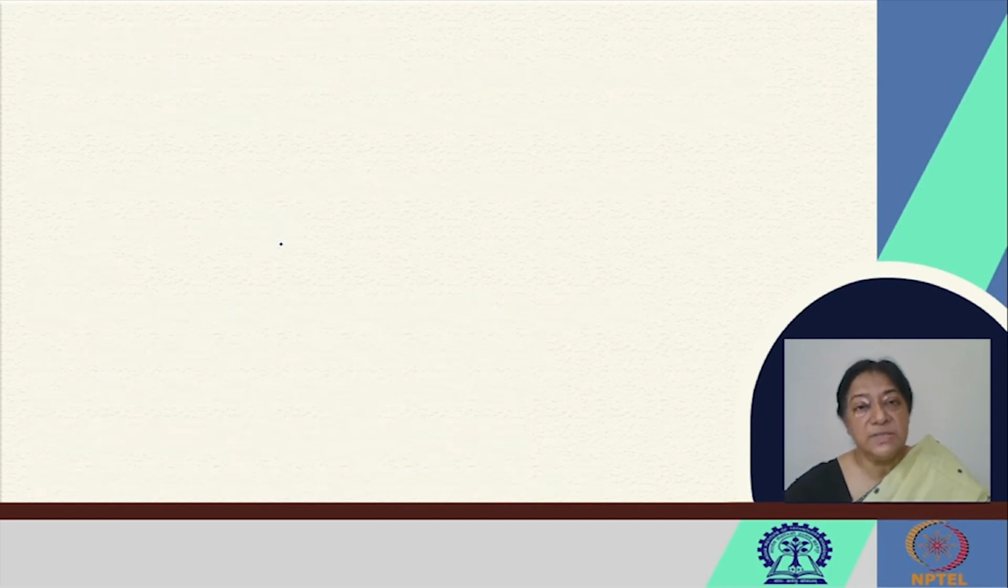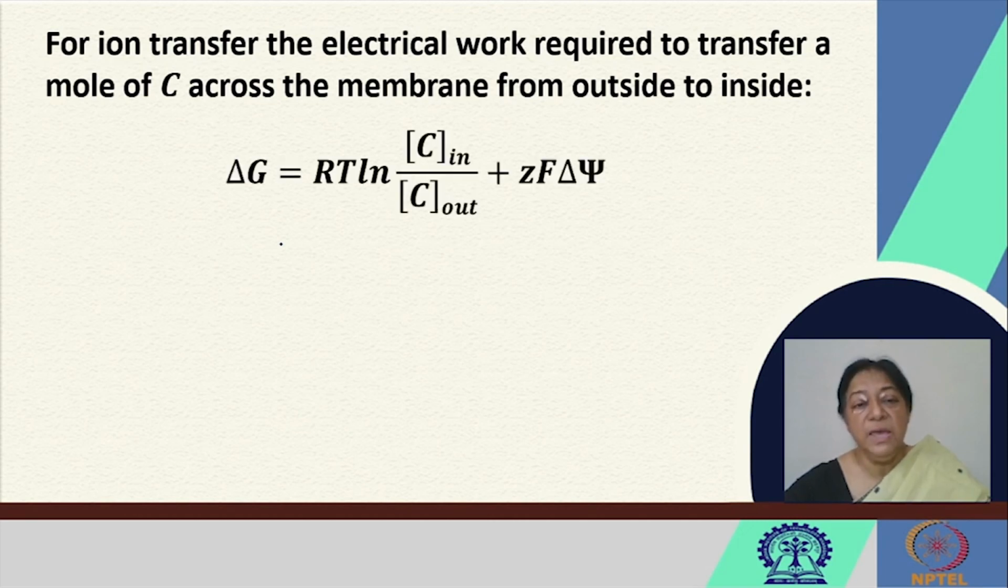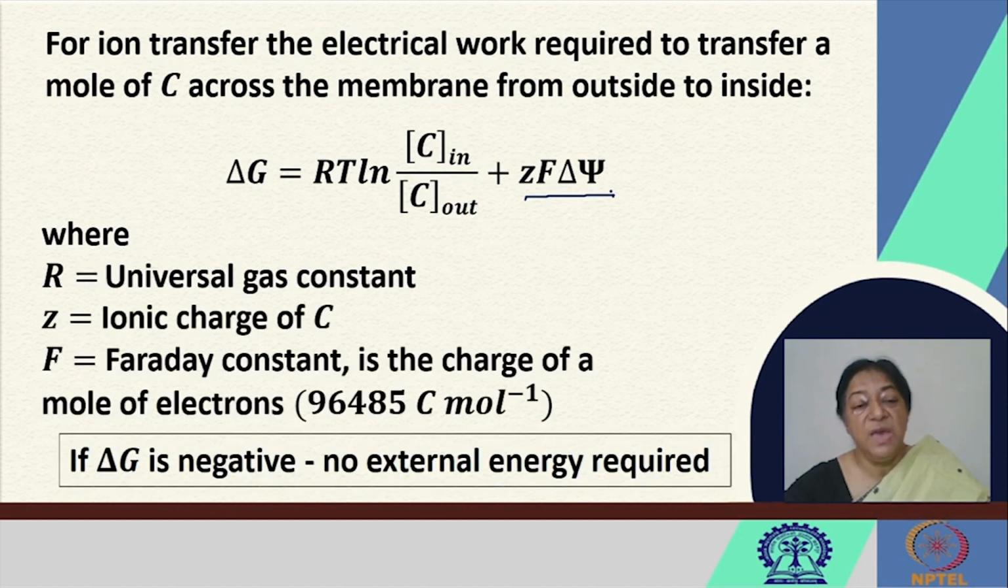If we were to do a similar exercise for the electrochemical potential like we did for the chemical potential, we are now transferring the ion, and the electrical work associated with this transfer is going to be given by Z F delta psi. So in addition to this, we have the chemical potential associated with the transfer, and we have the electrochemical potential associated with this. So we have our RT, we have the ionic charge, we have the F, and now we realize that if delta G is negative, then the process would be a spontaneous process.